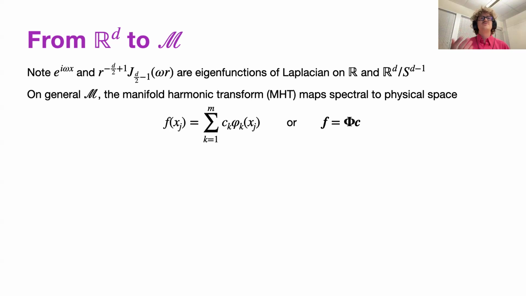So for general manifolds, we can imagine a similar transform that maps spectral to physical space, which we'll call the manifold harmonic transform, right? Now the basis functions that we're interested in are the eigenfunctions of the Laplacian, phi k, right? And again, we can think about this as a matrix-vector product whose columns are eigenfunctions of the Laplacian, right?